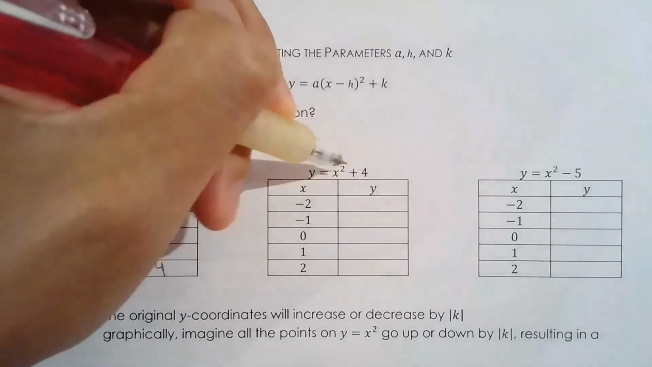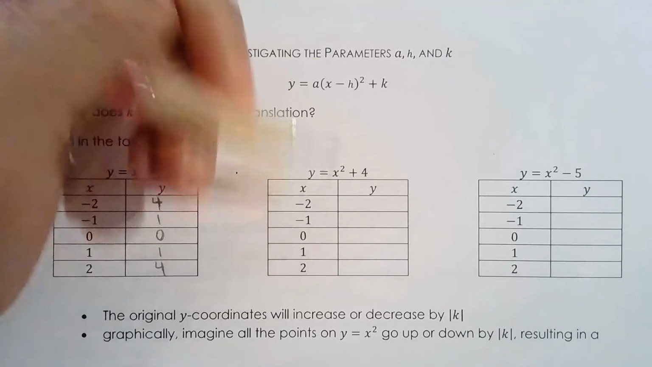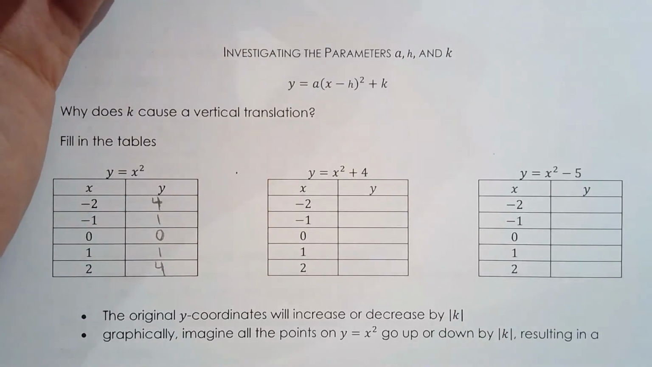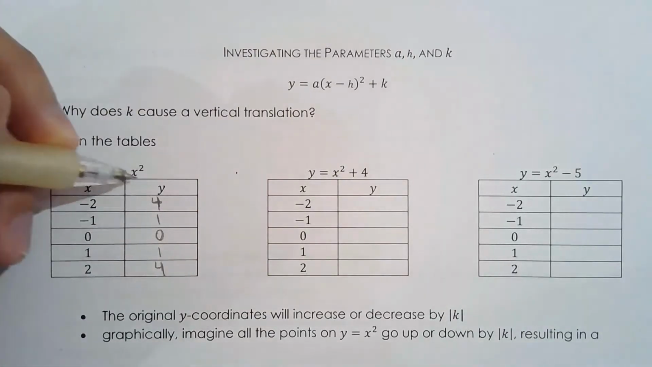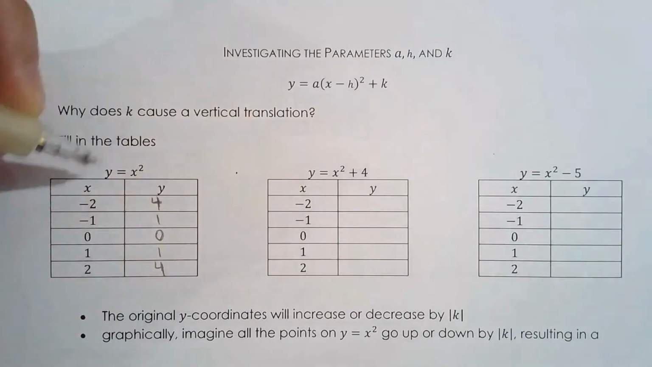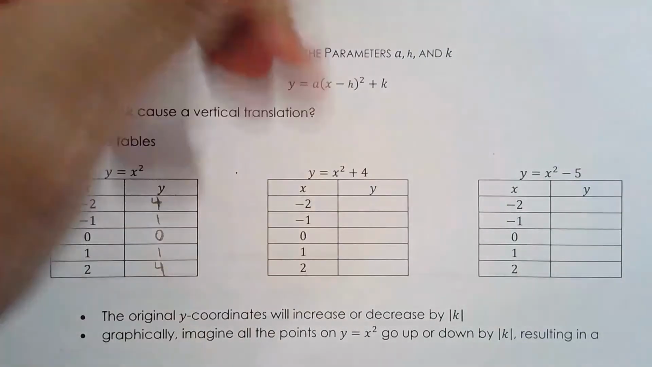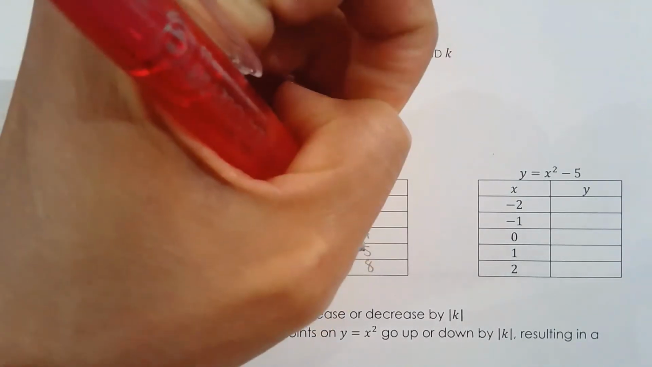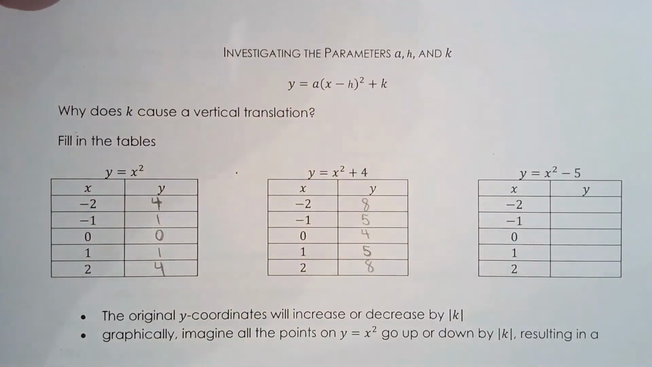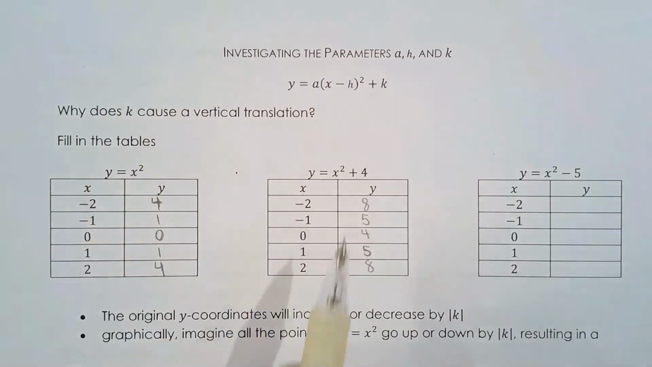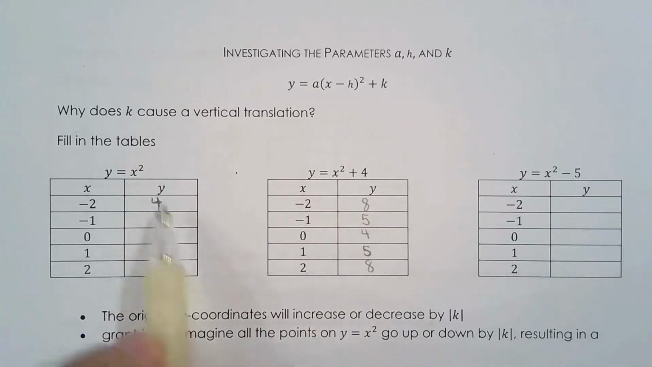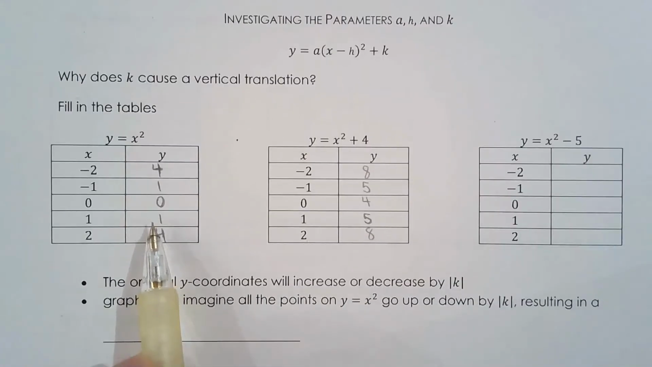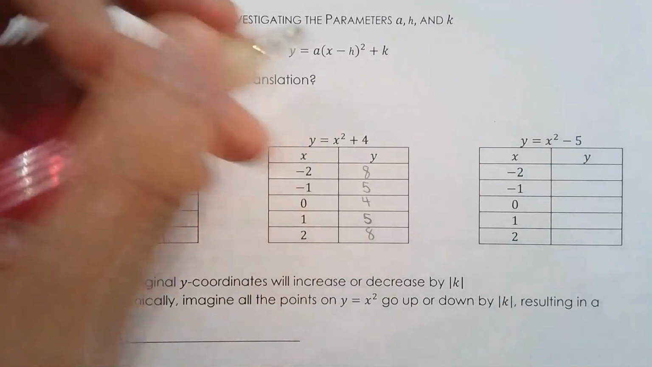Okay, so now I'm going to fill in this table for y equals x squared plus 4. So I have the table for y equals x squared, but now for y equals x squared plus 4. Give yourself some time, try to fill this in, but you will get 8, 5, 4, 5, 8. Interesting. Okay, so I really want you to take a look at these y values for the original y equals x squared parabola, and then take a look at the y values of y equals x squared plus 4. You know what? Let's do one more. y equals x squared minus 5.